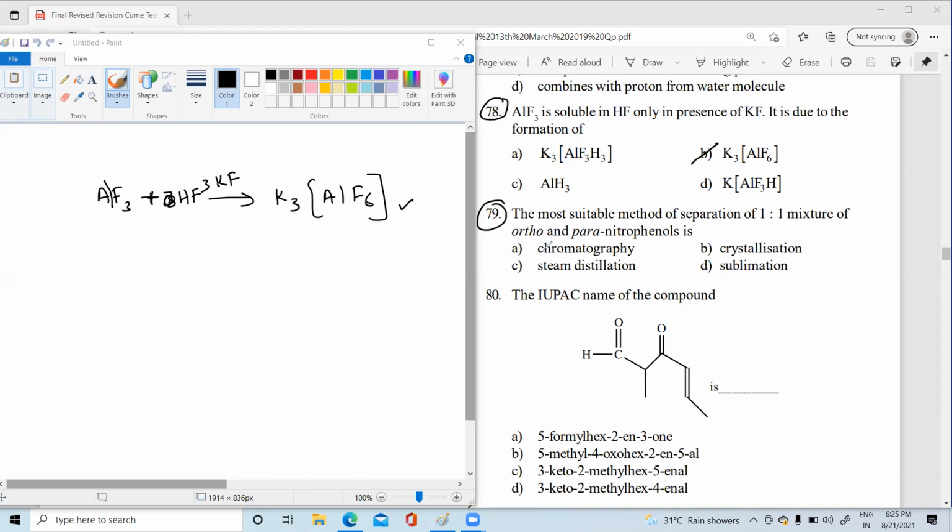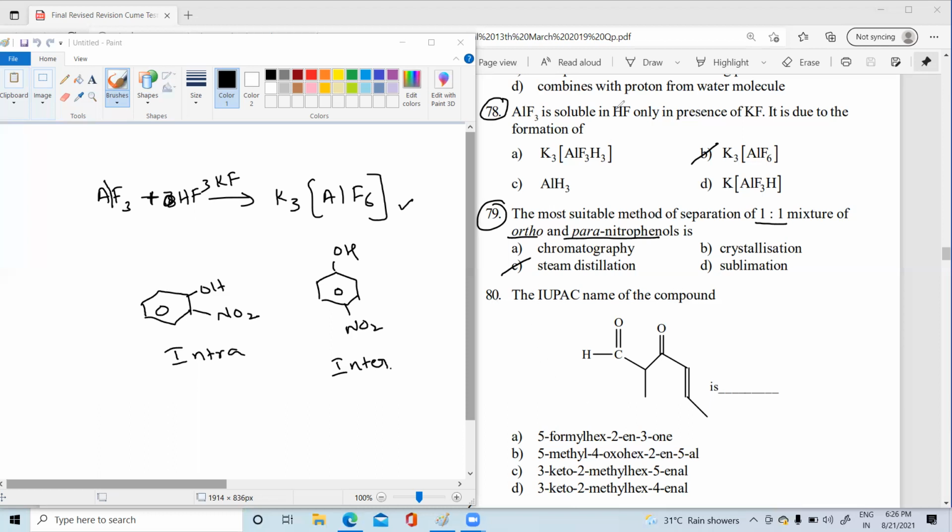So question number 79. The most suitable method for separation of a 1:1 mixture of ortho as well as para-nitrophenol. So as we know very well, ortho-nitrophenol has intramolecular hydrogen bonding. Para-nitrophenol has intermolecular hydrogen bonding, students. These we can easily distinguish and separate by using steam distillation, students.